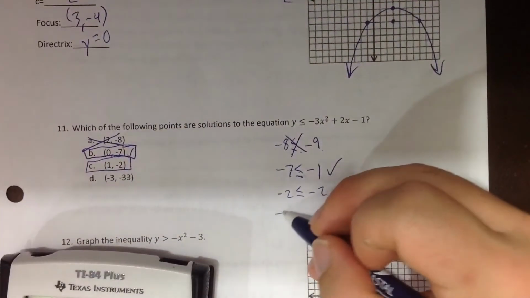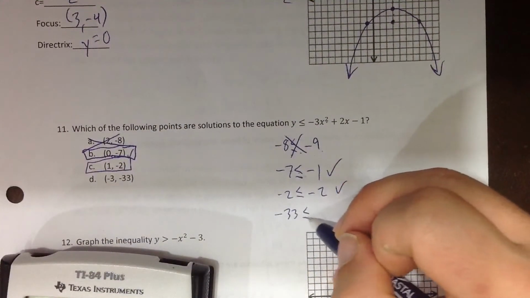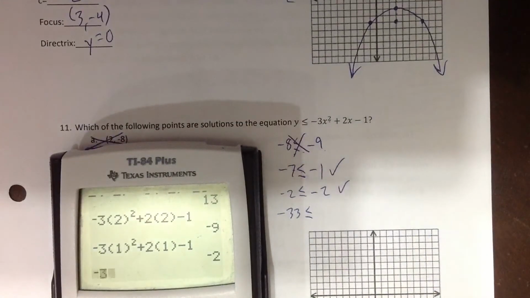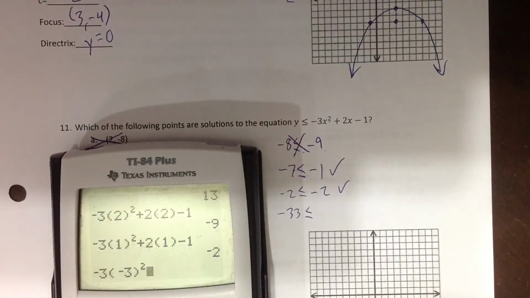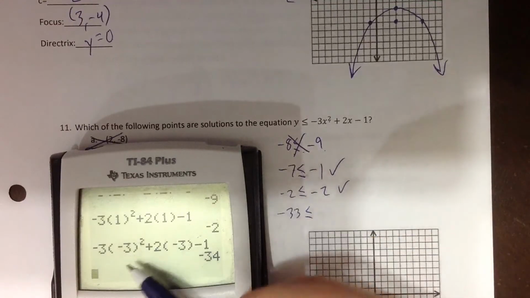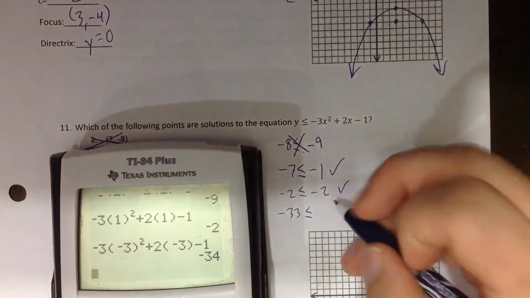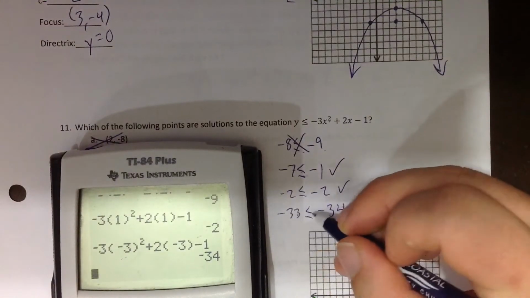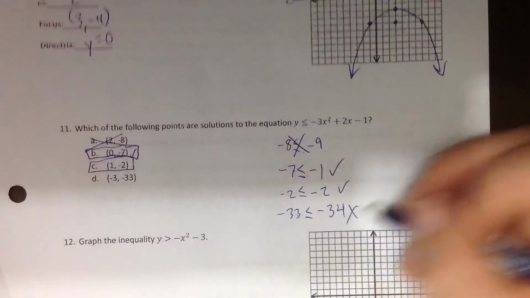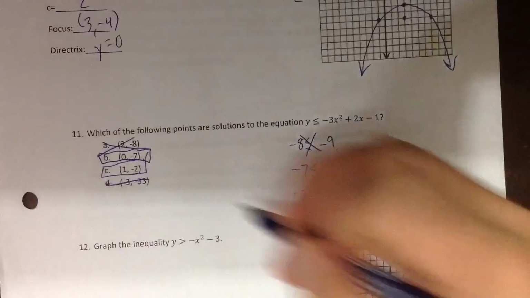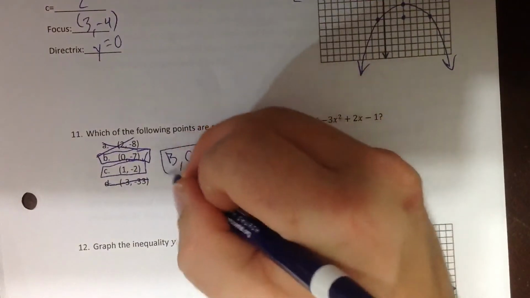And last one, negative 33 is less than or equal to... We're going to plug in negative 3. Make sure when you put it in your calculator, you put in the parentheses around the negative 3, with the squared on the outside, so that you can get the correct answer. Negative 33 is less than or equal to negative 34. Not true. So my correct answers are B and C.